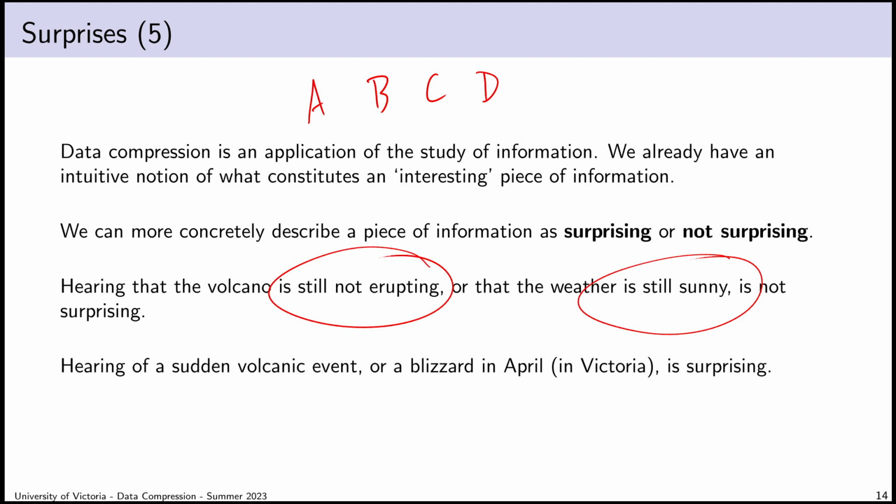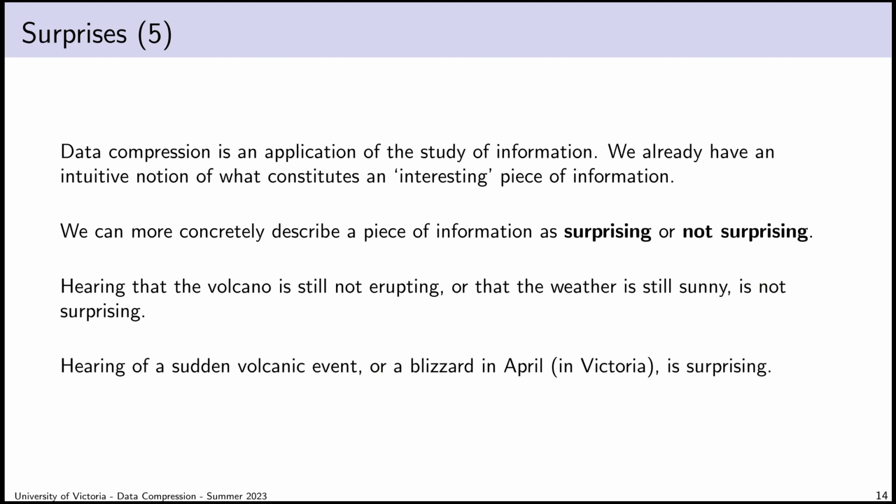If I tell you suddenly the volcano did erupt, or there was a blizzard in April or May in Victoria, that probably would surprise you. And just for context again, if you're from somewhere else, if you're from Alberta or Ontario, yes, I get it, there probably is a blizzard happening right now in Alberta. Sorry, I know it's paradise here on the West Coast if you don't like blizzards.